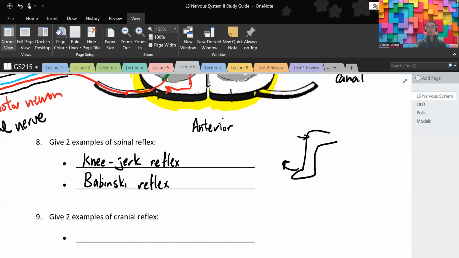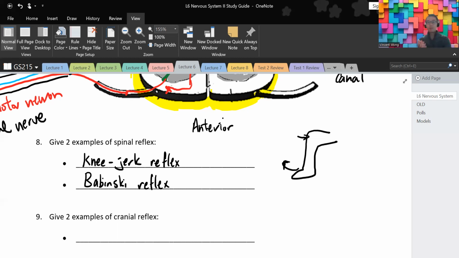Another one that's kind of fun to try is if you grab onto an object like this, and then someone comes up to you, unannounced, and pokes you down here with the elbow. What happens is your hand will automatically let go of whatever you're holding on to, and that would be an example of a spinal reflex.